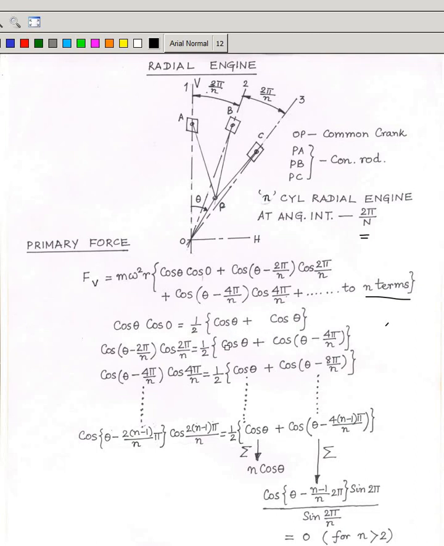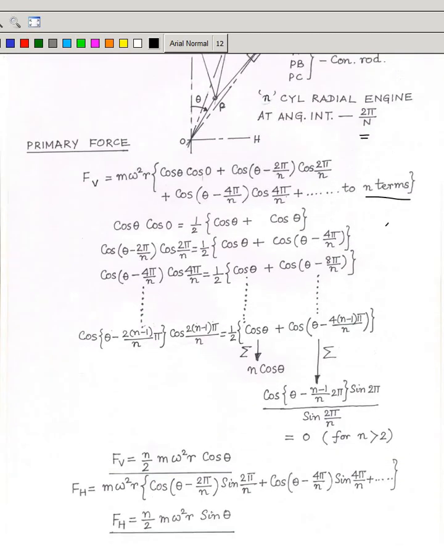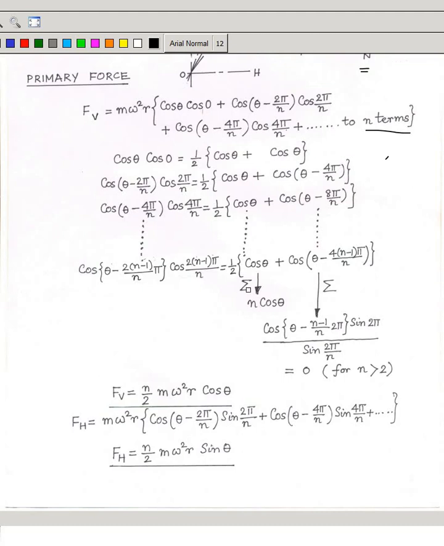Now all these terms, if you add them up, the first term is n cos theta, and then you add these cosine series terms with the common difference in the angle of 4 pi by n. So if you add them up, you get this. So this is n cos theta plus this.